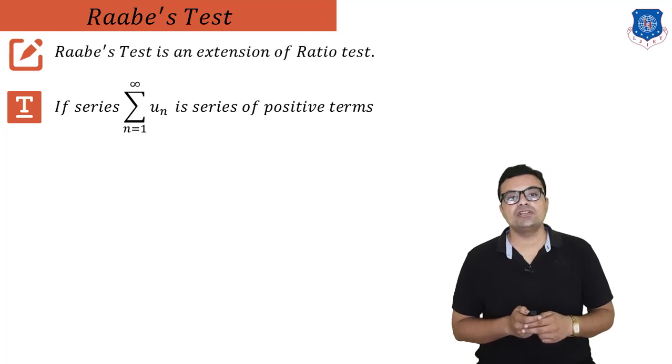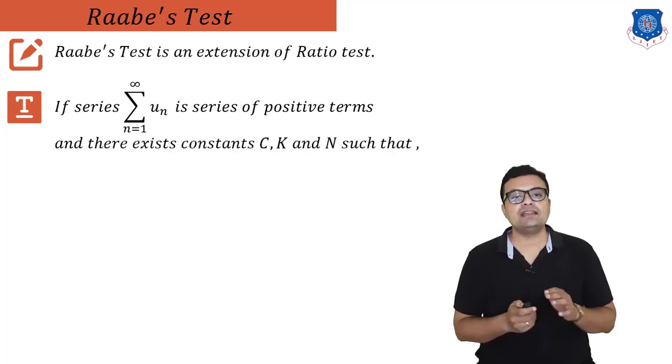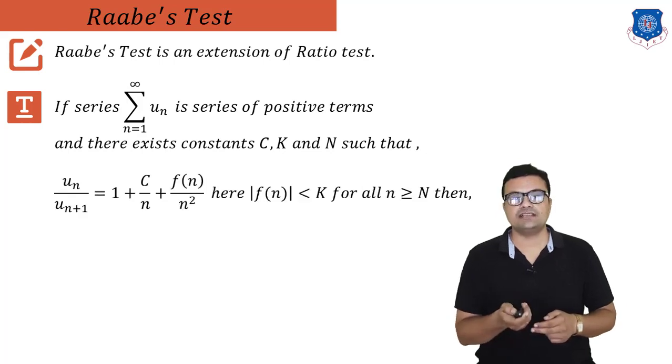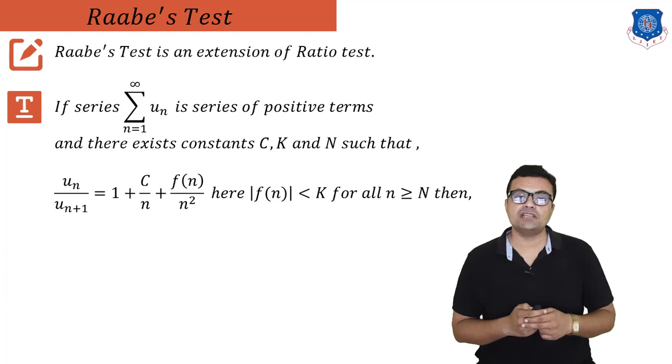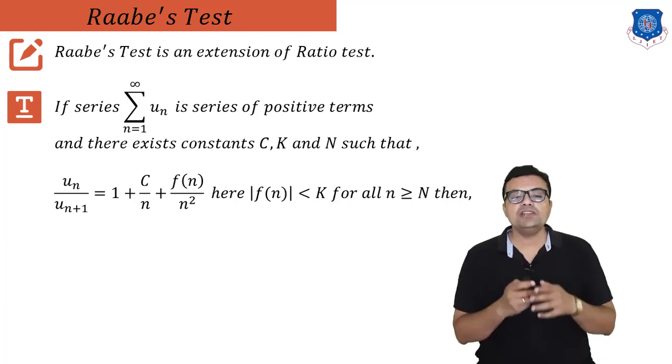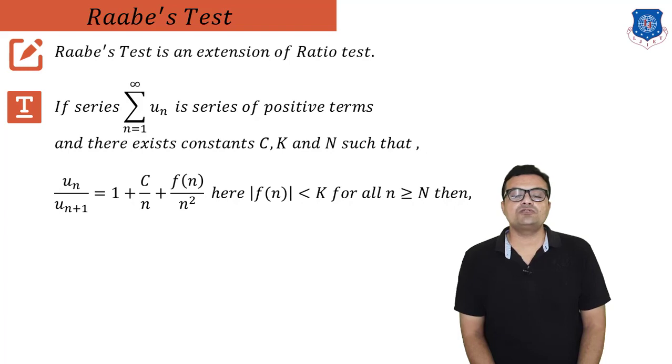If I consider a series u_n of positive terms and there exist three constants C, K and capital N, such that u_n upon u_(n+1), again a ratio of two consecutive terms, is exactly equal to 1 plus C upon n plus f(n) upon n squared. Here K is such that the modulus of f(n) is strictly less than K for all n greater than or equal to N. The meaning of this statement is that two consecutive terms are exactly equal to a finite quantity after certain values of the index capital N.